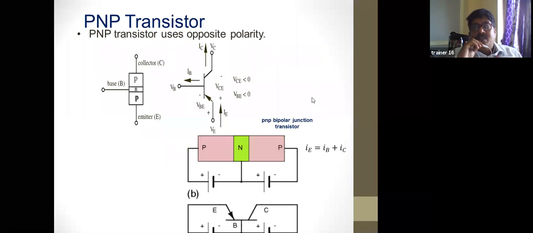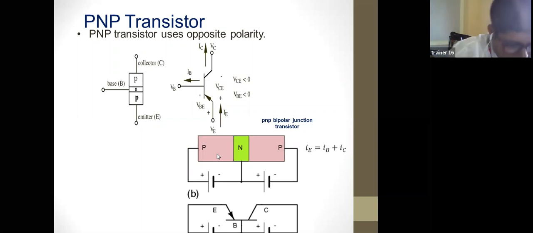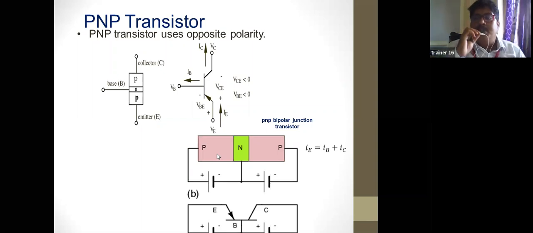In the PNP transistor, it is the same. Here the P-type semiconductor has positive holes, and the holes pass towards the N. Here the N-type is a lightly doped thin material. Only 5% of holes are attracted towards the N-type because it has electrons, and the remaining 95% of holes pass towards the P-type collector region.